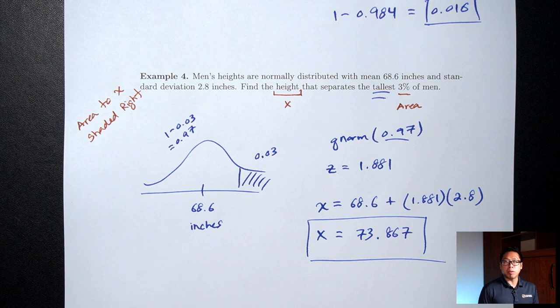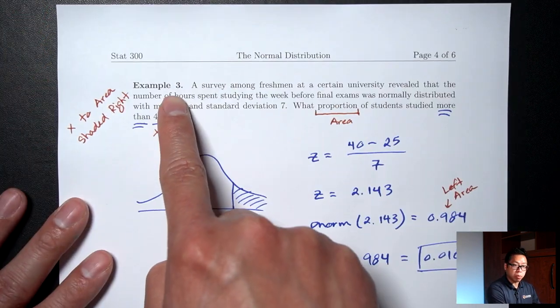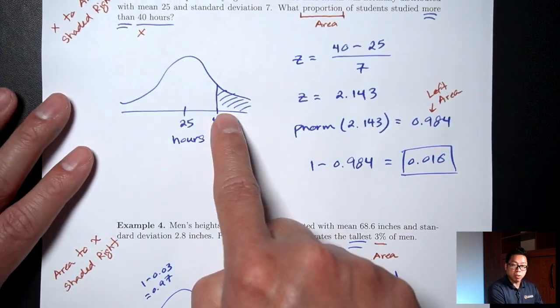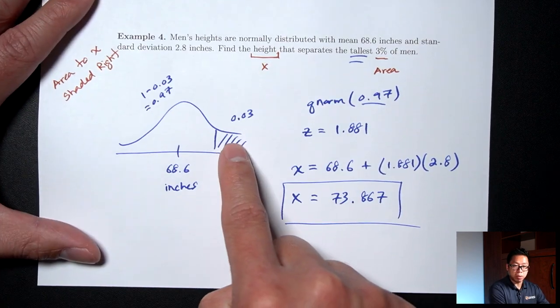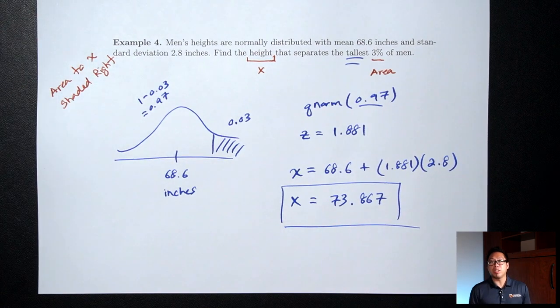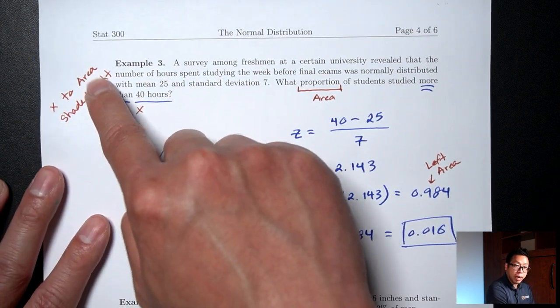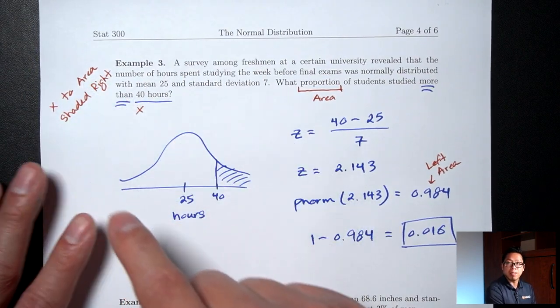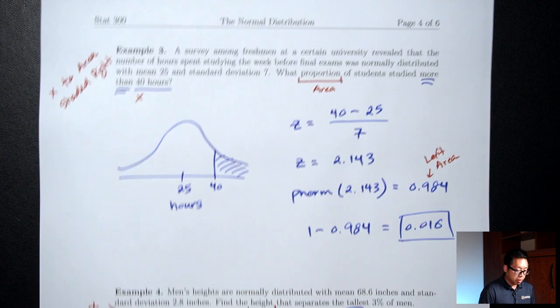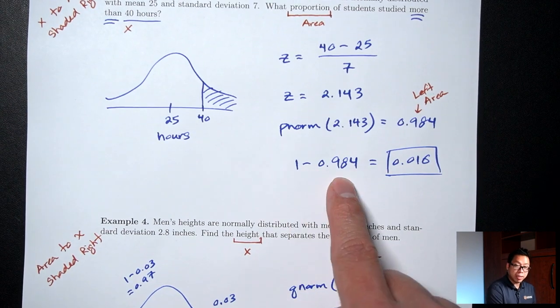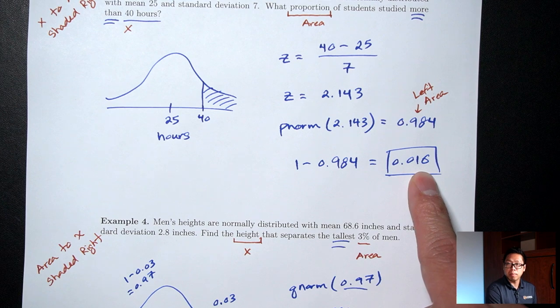Notice that in the two examples that we just did, example four and example three, both of those pictures were shaded to the right. Anytime your picture is shaded to the right, you will have to do a one minus at some point in the process. And you're going to do the one minus on the area. If it's an x to area question, the area is at the end. So you're going to do a one minus at the very end, right before you get the final answer, which is what we did there.